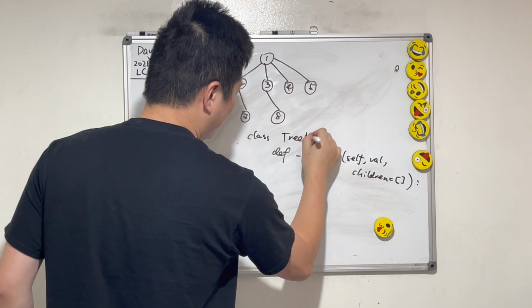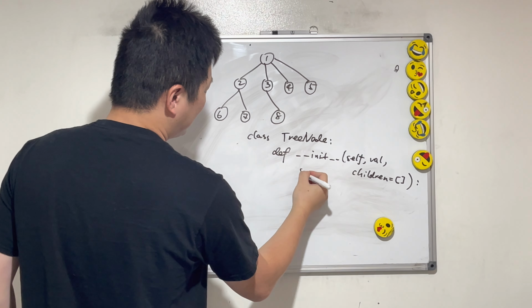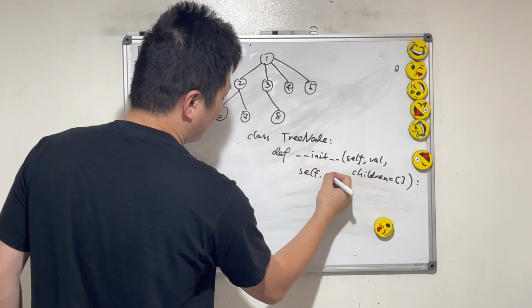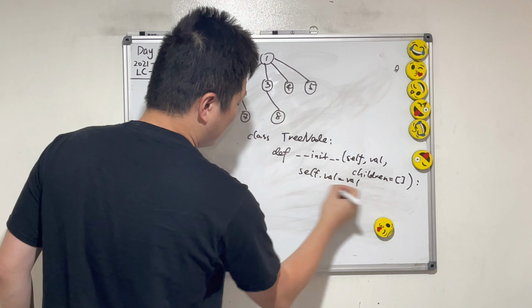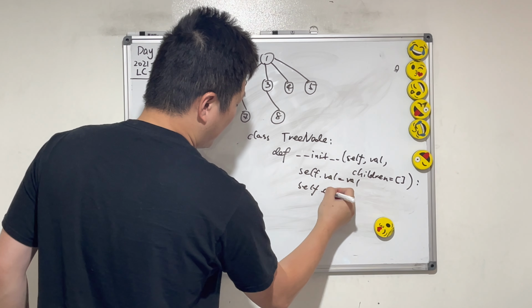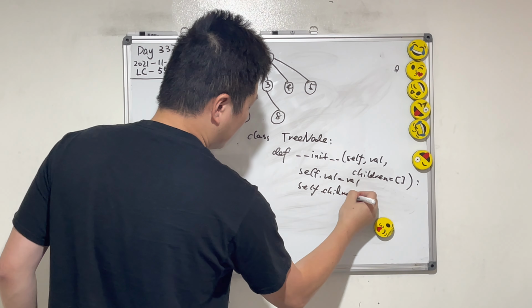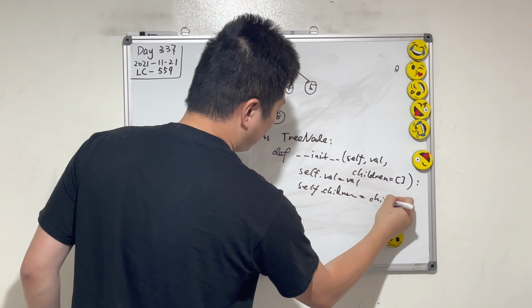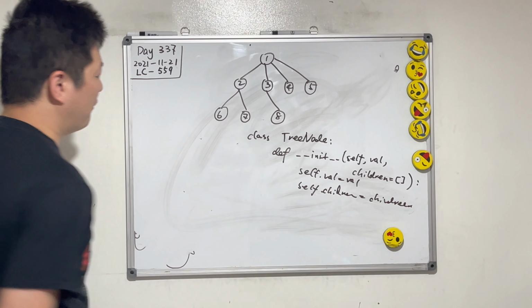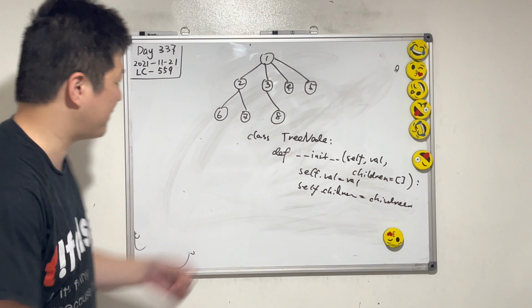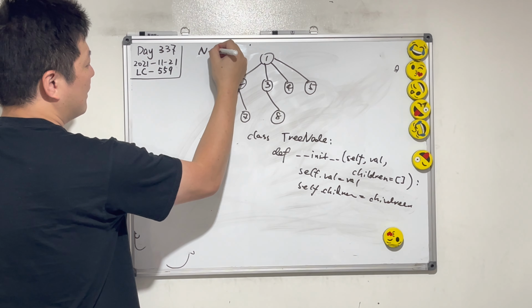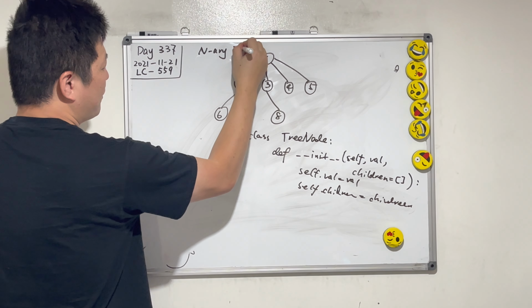Tree node, for example. And then this is the same. Self.value equals value. Self.children equals children. Okay, this is the template for us to create a tree with the N-ary tree.